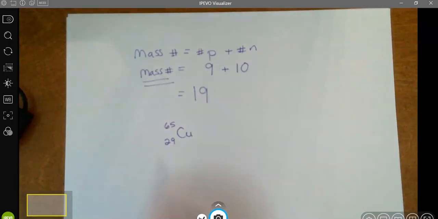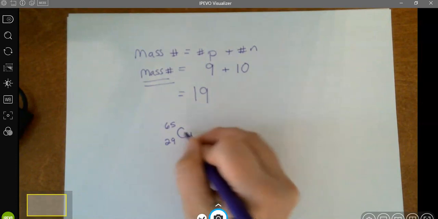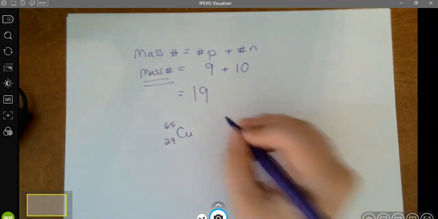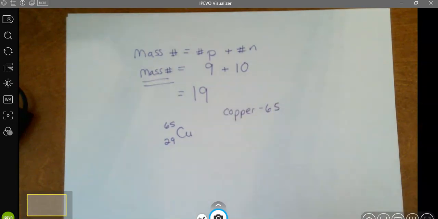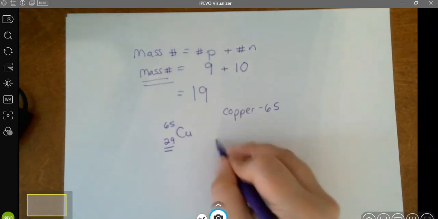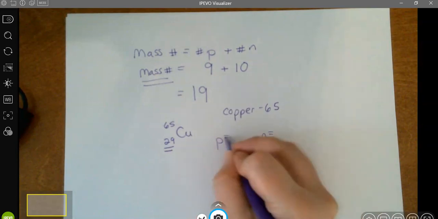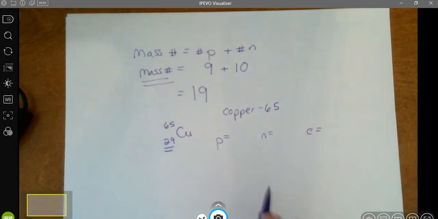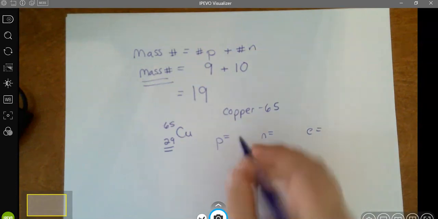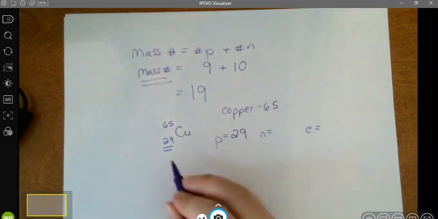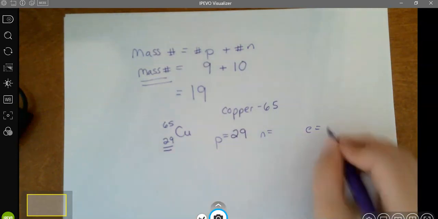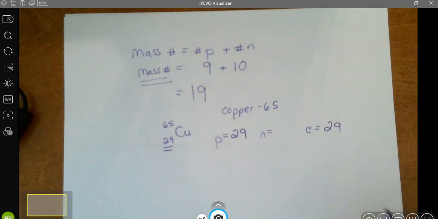All right, so this is our isotope. It's copper 65. So again, another way to write that would be copper-65. Now, this is the atomic number. We want the protons, the neutrons, and the electrons. So hopefully we remember that the atomic number is always equal to the number of protons. So it's 29. Since this is neutral, that's also the number of electrons.